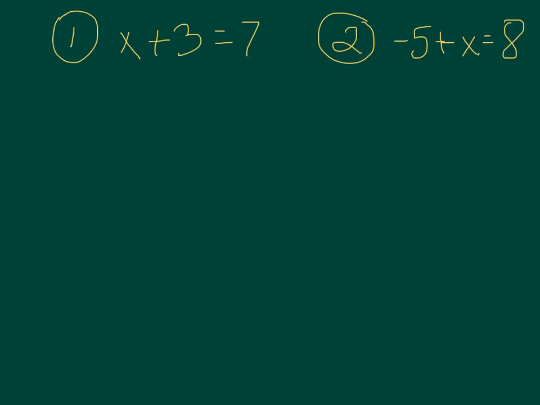Number 1 says x plus 3 equals 7. Our end goal is to get x by itself, so we want to get everything away from x. In order to do that, we need to move it to the other side. What I like to do is draw my line for the equal sign, because I want to move things from one side of the equal sign to the other.